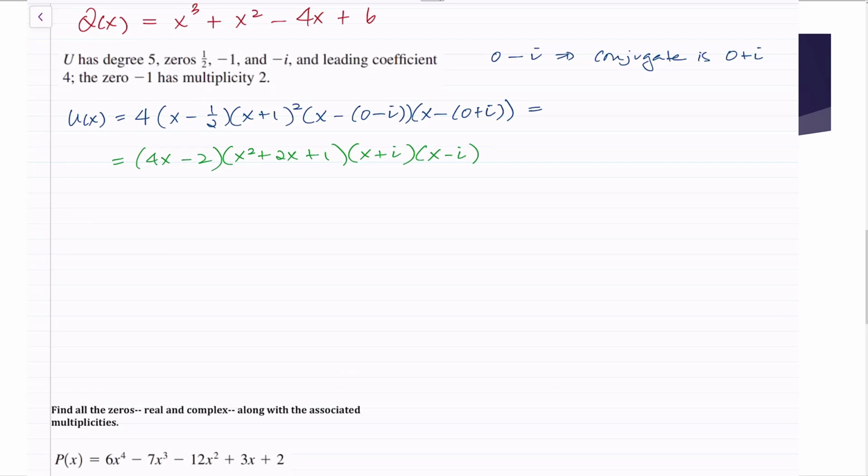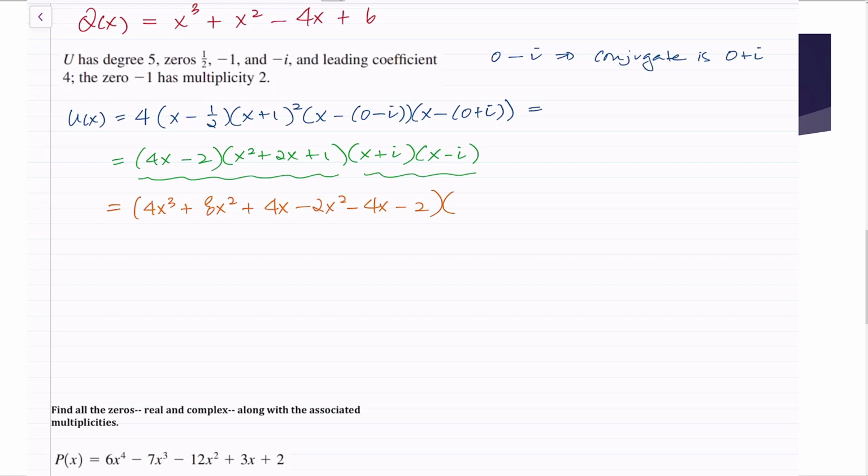And in terms of expanding, I think what I want to do is go with those two together right there, and those two together right there. That makes the most sense to me. So when I multiply 4x minus 2 times the quantity x squared plus 2x plus 1, I get the following. I'm going to have 4x times x squared, which is 4x cubed. 4x times 2x, which is 8x squared. And 4x times 1, which is 4x. And then negative 2 times x squared is minus 2x squared. Negative 2 times 2x is minus 4x. And negative 2 times 1 is negative 2.